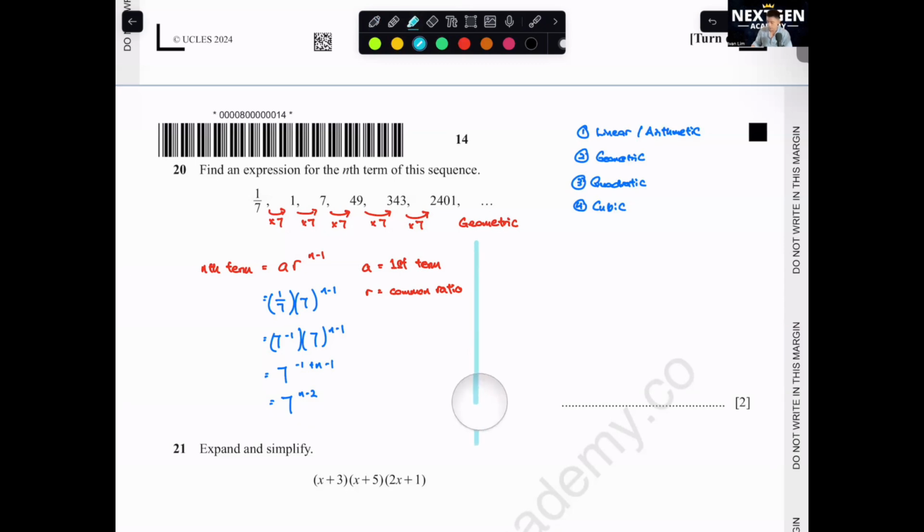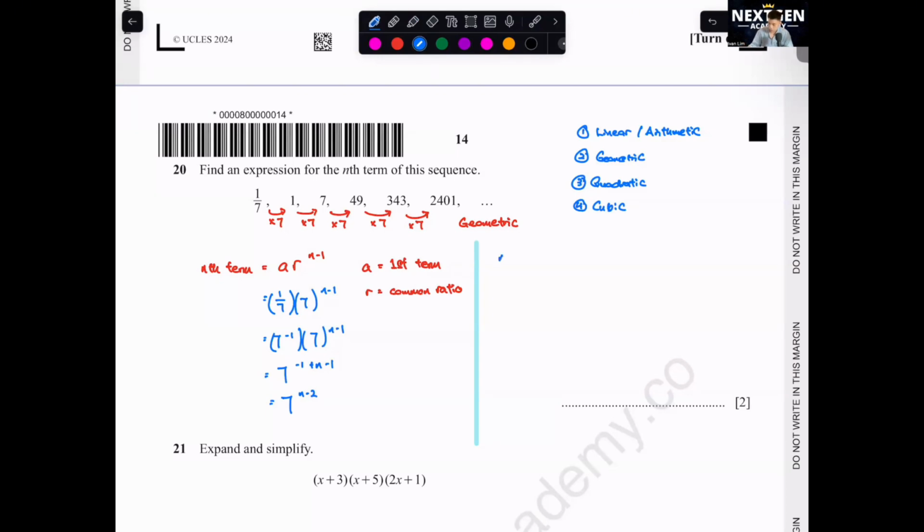AR to the power of n minus 1. Okay, teacher taught you all the linear sequence or arithmetic sequence formula also, which is a plus n minus 1 d. Okay, if you want to just do by observation, you can do another way also, which is like this.